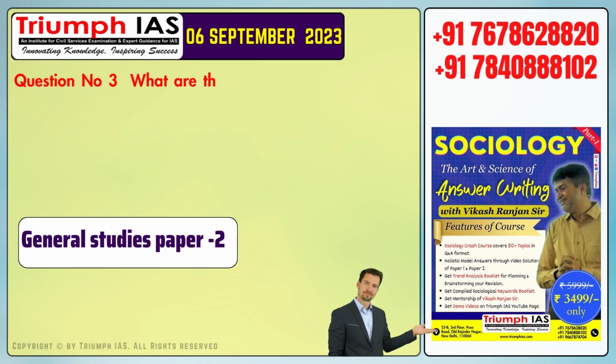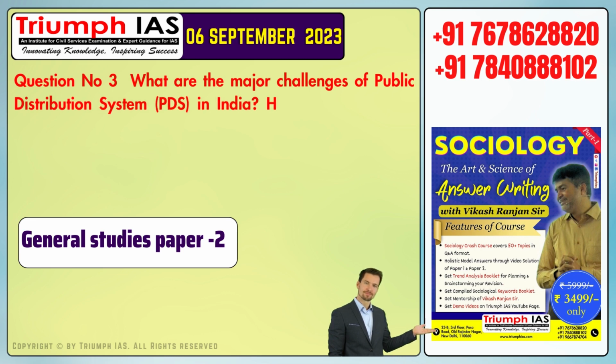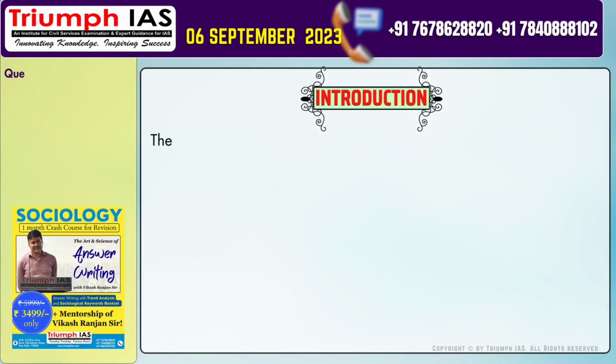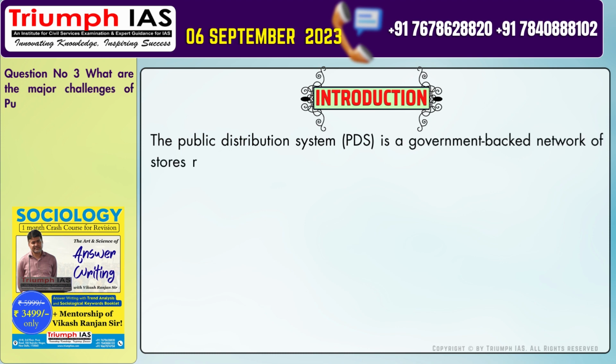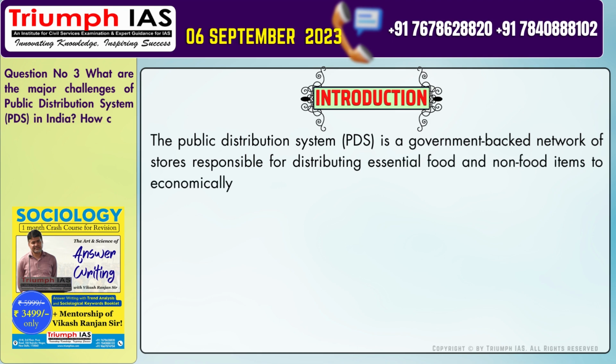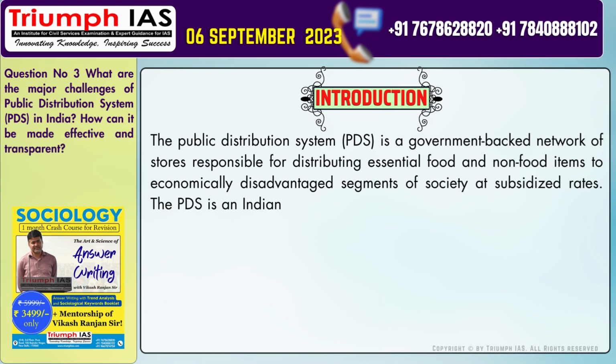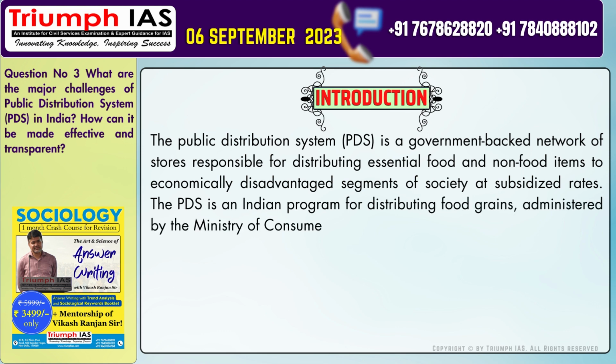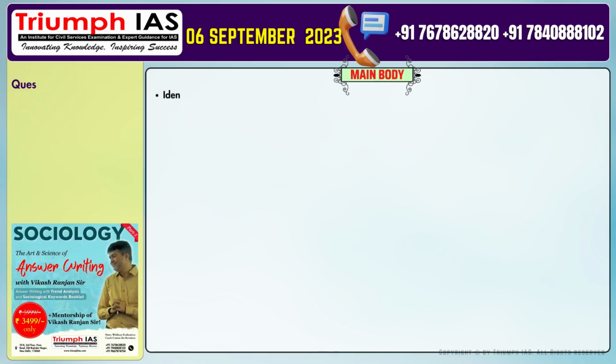Question number 3. What are the major challenges of the Public Distribution System, PDS, in India? How can it be made effective and transparent? Let's start with the introduction of the answer. The Public Distribution System, PDS, is a government-backed network of stores responsible for distributing essential food and non-food items to economically disadvantaged segments of society at subsidized rates. The PDS is an Indian program for distributing food grains, administered by the Ministry of Consumer Affairs, Food and Public Distribution.